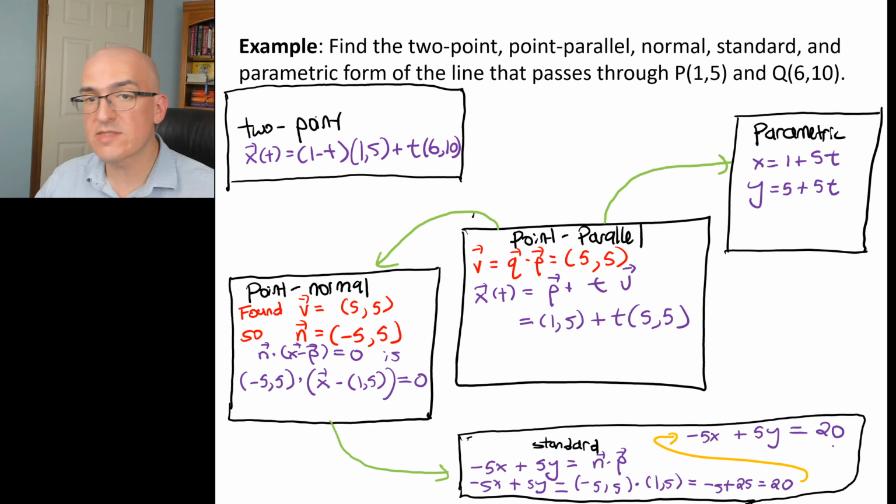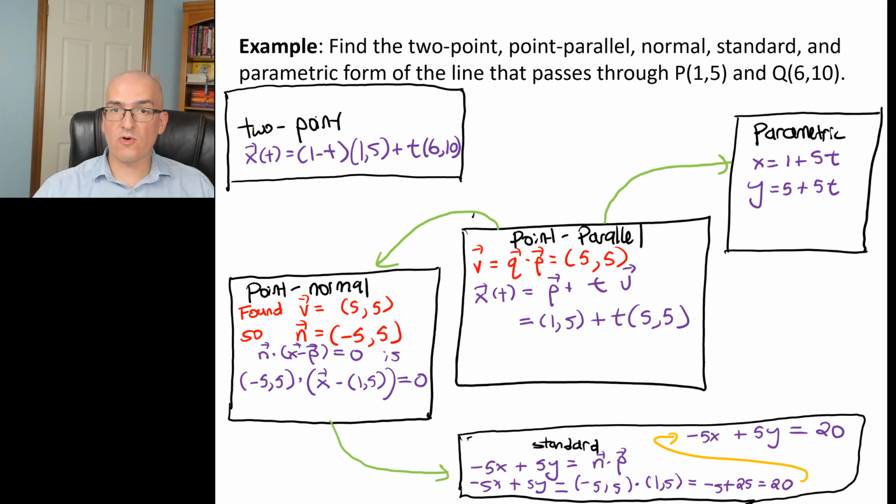So that's the sequence. If you're going to construct point normal, standard, or parametric, given 2 points, I'd start by constructing the point parallel, then go to point normal, going from the direction vector to normal vector, and then you can use that information to construct standard form.